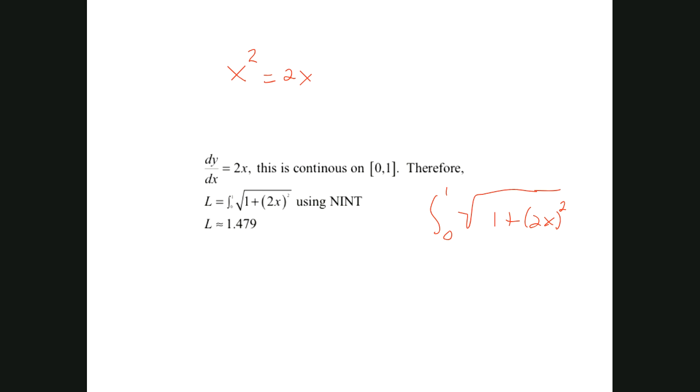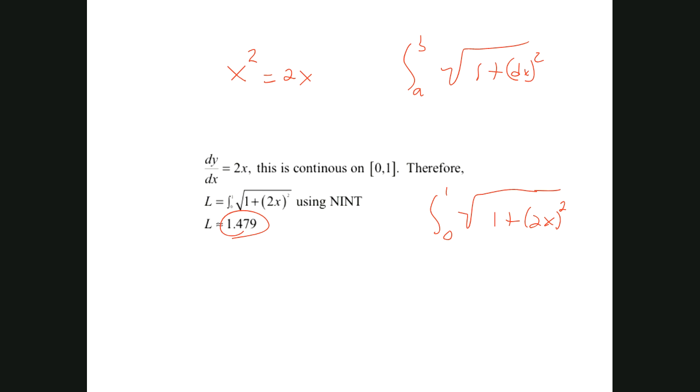I mean, you're not going to take the integral of this. Okay, so you've got to plug this into your calculator. So if you plug this in, 1.479 is the correct answer. Okay, so it's just the integral from A to B of the square root of 1 plus the derivative squared. That's all it is.